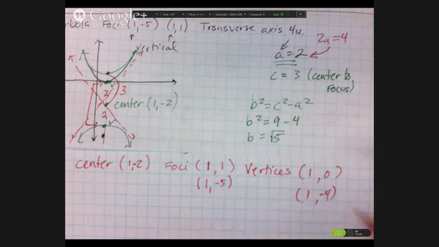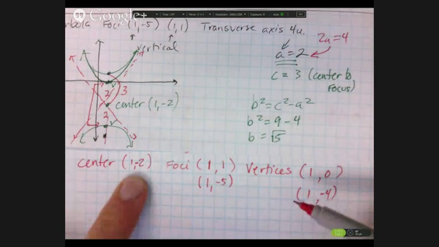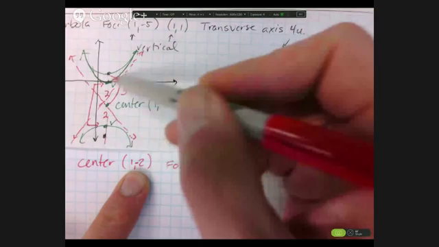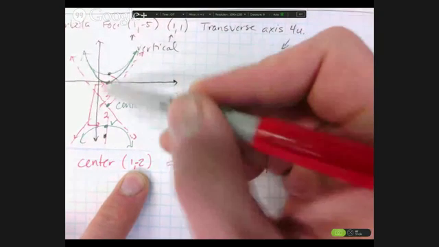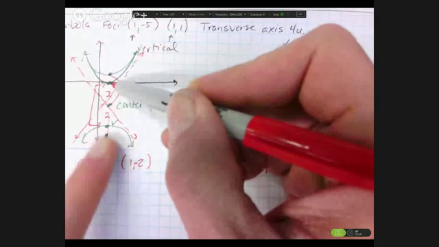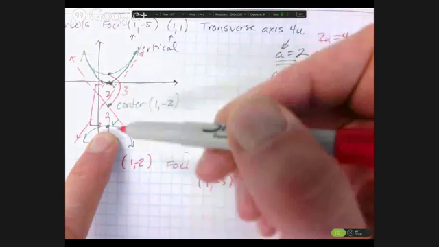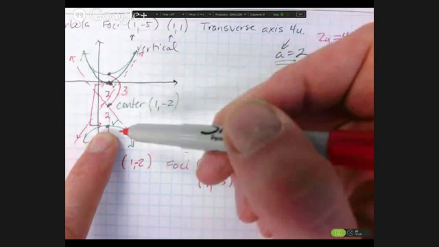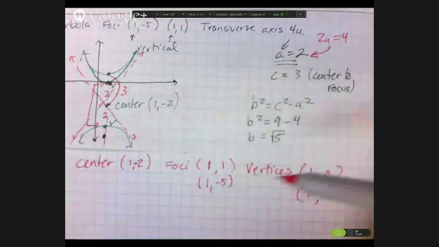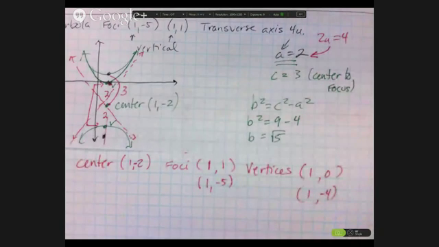So the vertices are right there, the middle of the little parabola, the vertex of each parabola. So I kind of worked backwards there just to give you an idea of it.